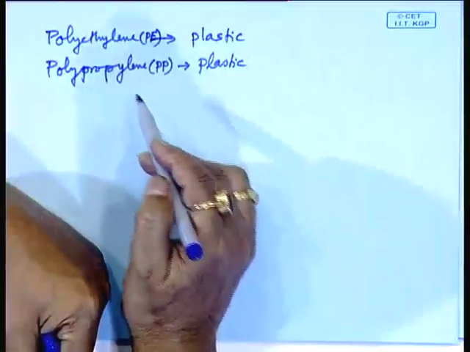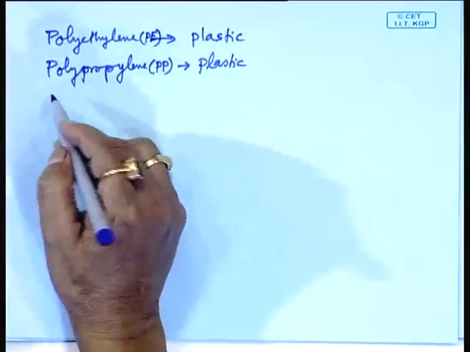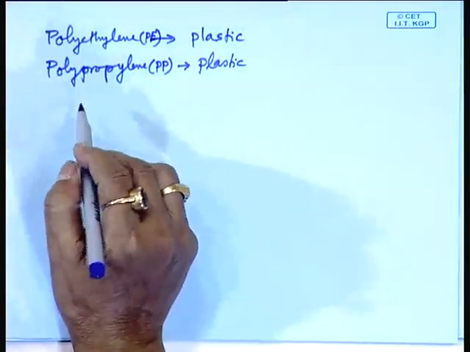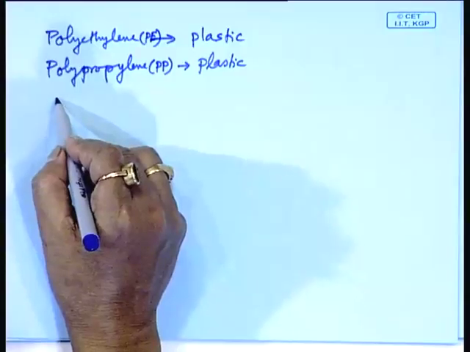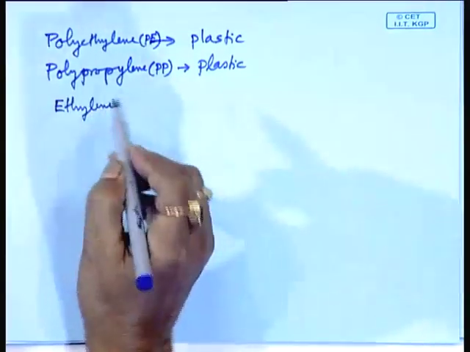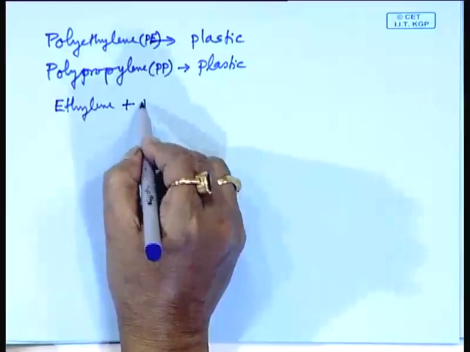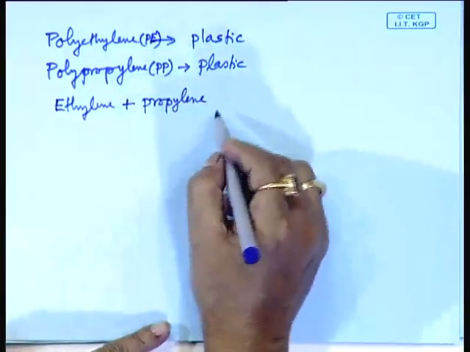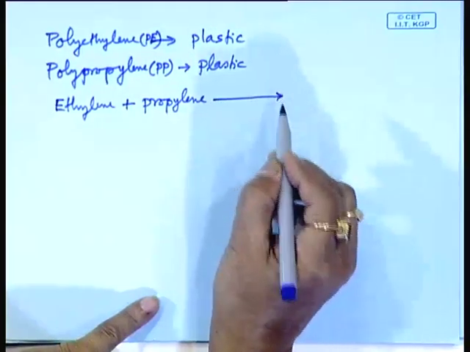But you can develop a rubber from these two materials. How? For that, you have to go to the monomeric stage. You take ethylene along with propylene. Polymerize together.